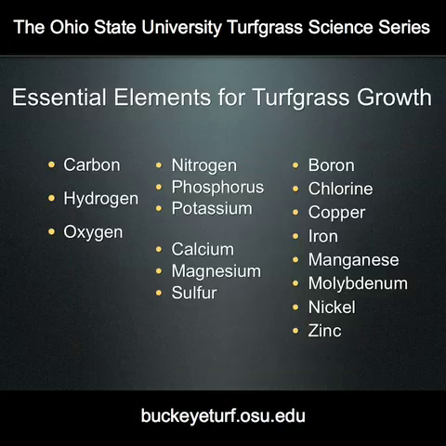I want to review some of the basics of plant fertility. On this chart we have a list of the essential elements for turfgrass growth, and you'll see that depending on the textbook that you read, there's anywhere from 16 to 18 essential nutrients.